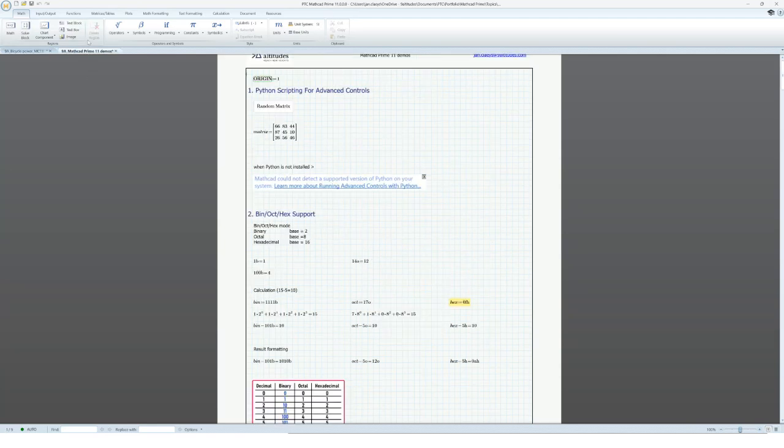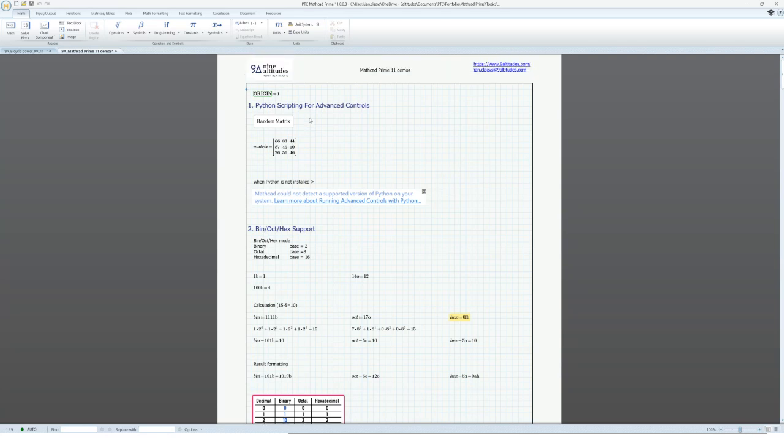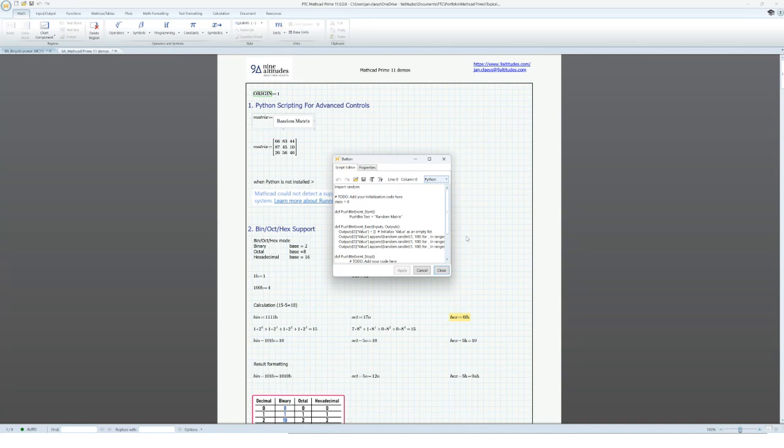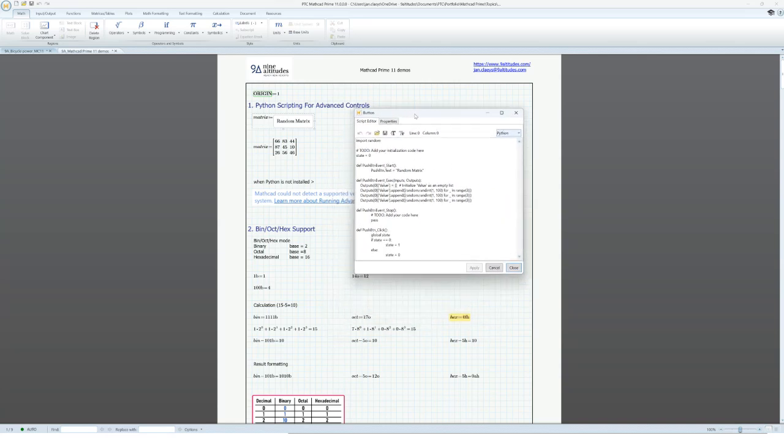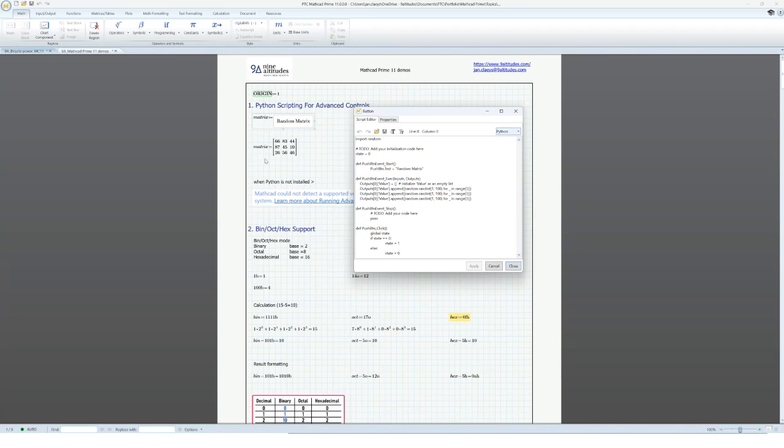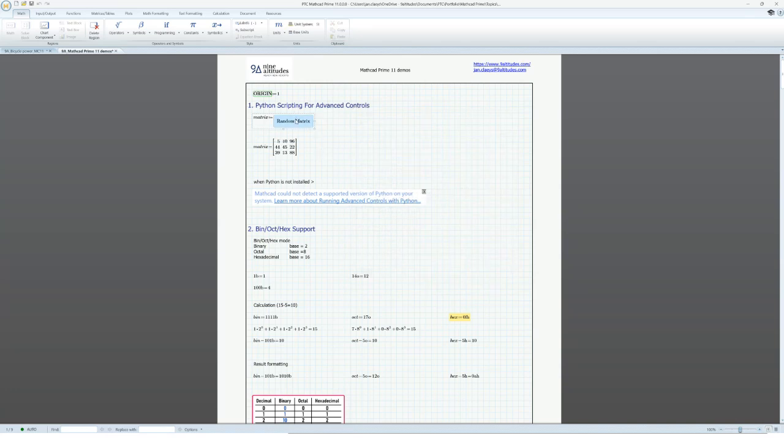I have a small example of that. My Python skills are quite limited, but thanks to some colleagues, I have an easy example. In this case, this is a very basic program in which we will generate a matrix with random values. So this is the Python program. And when I click the button, we will see that the contents are refreshed with every mouse click.